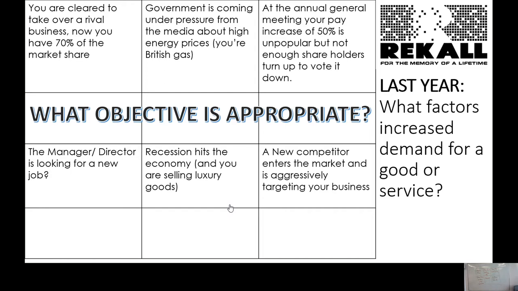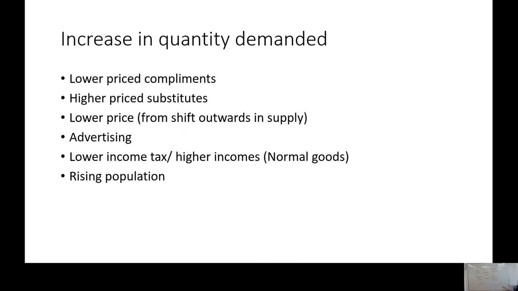Okay, you've had a little bit of time to think about the answers to those questions. The other little starter that you could have looked at there as well was what factors increase demand for a good or service. We'll go through both of those in a second. Thinking about the factors that affect demand: lower price complements, higher priced substitutes, the lower market price from a shift outwards in supply, advertising, lower income tax or higher incomes for normal goods, so goods where they are responsive or unresponsive to changes in income, and a rising population.